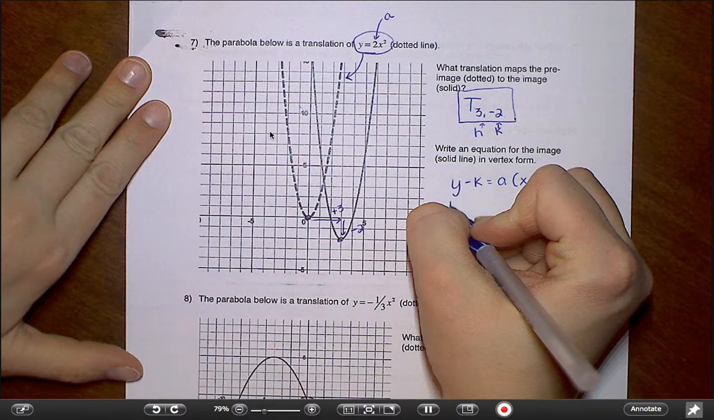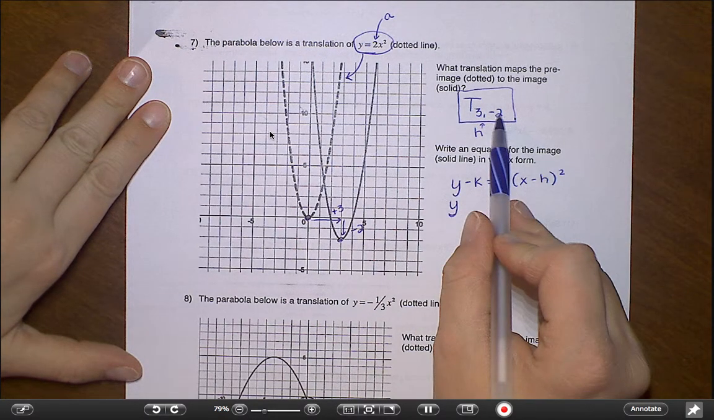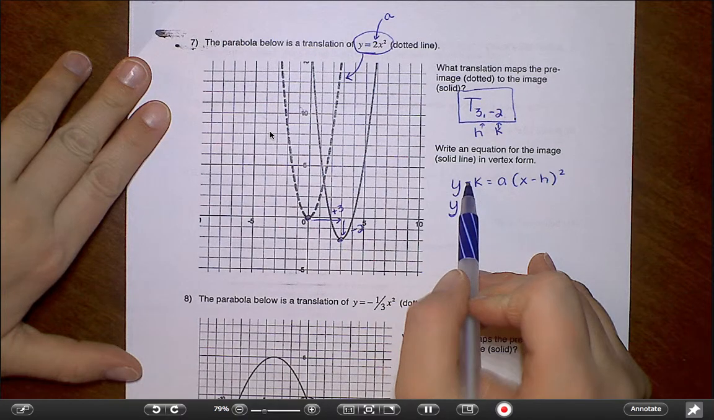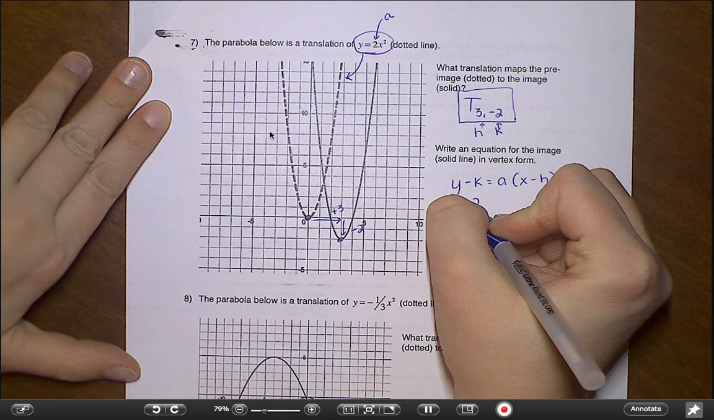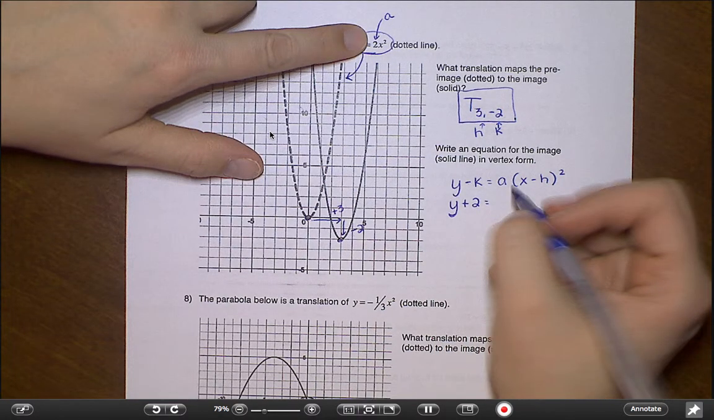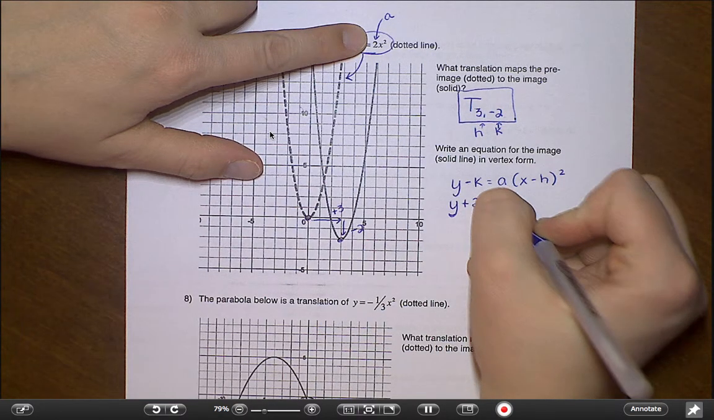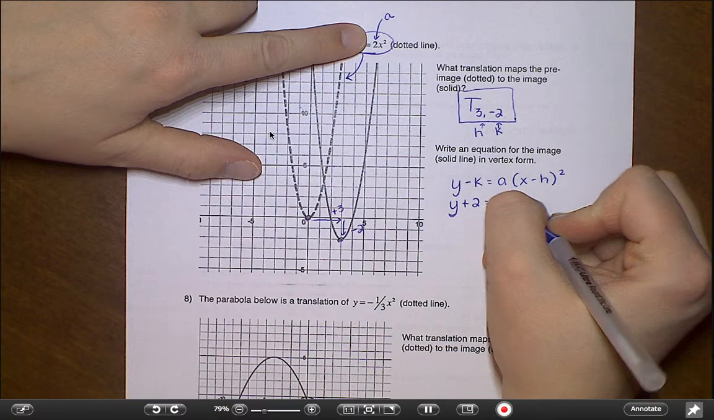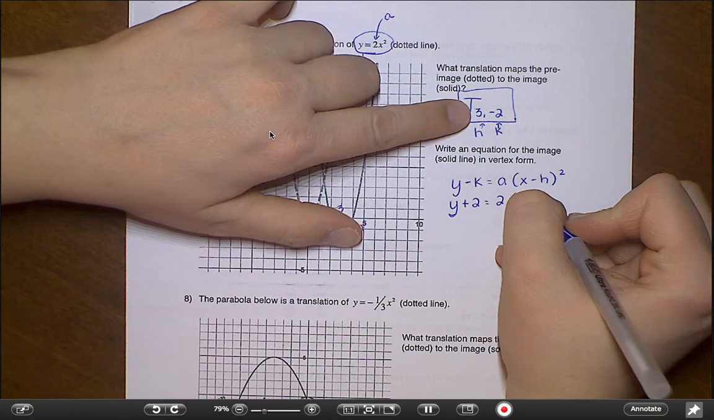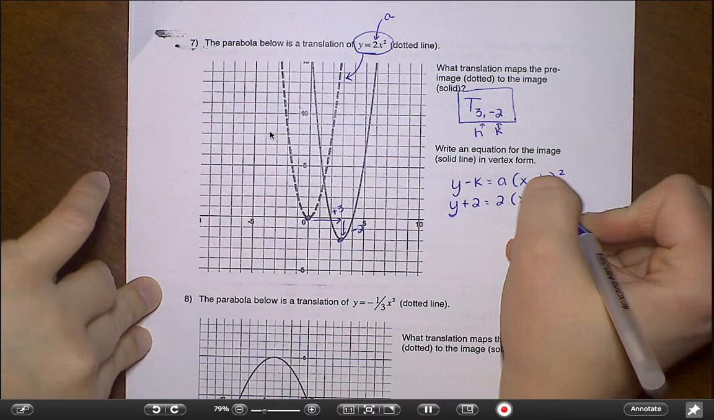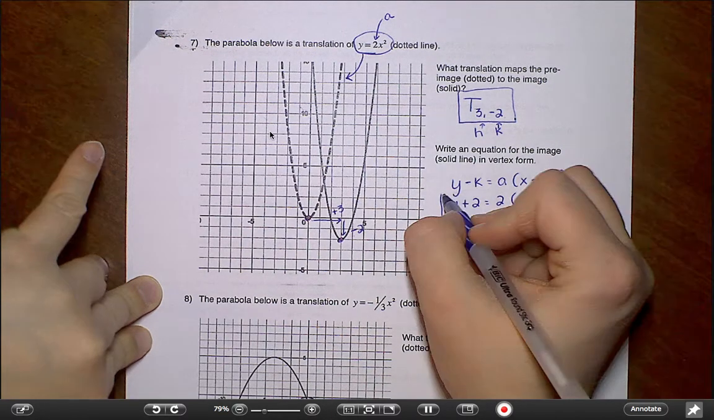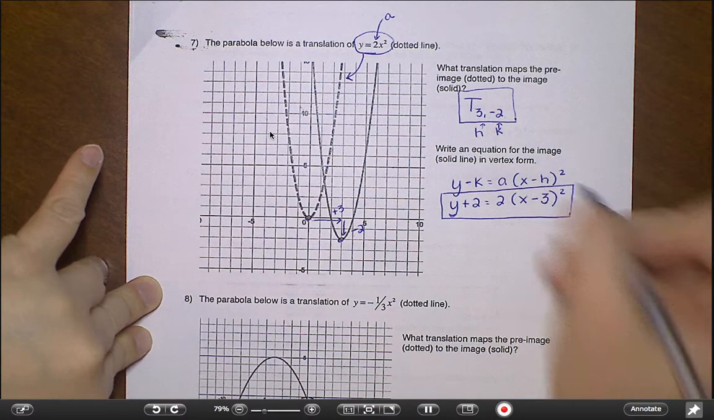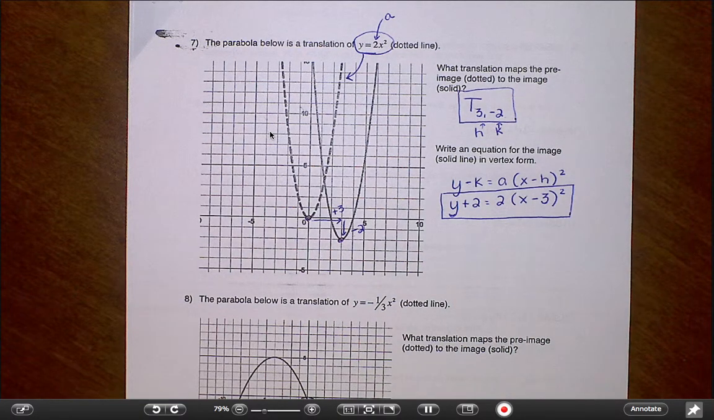So I would say y, now this would really be a negative 2, but notice I'm subtracting. So y minus negative 2 is really y plus 2 equals my a value, which is 2, and then (x minus my h, which is 3) squared. And that's it. That's vertex form. So I don't have to do anything with that. Just have to write it just like that. There's vertex form for you.